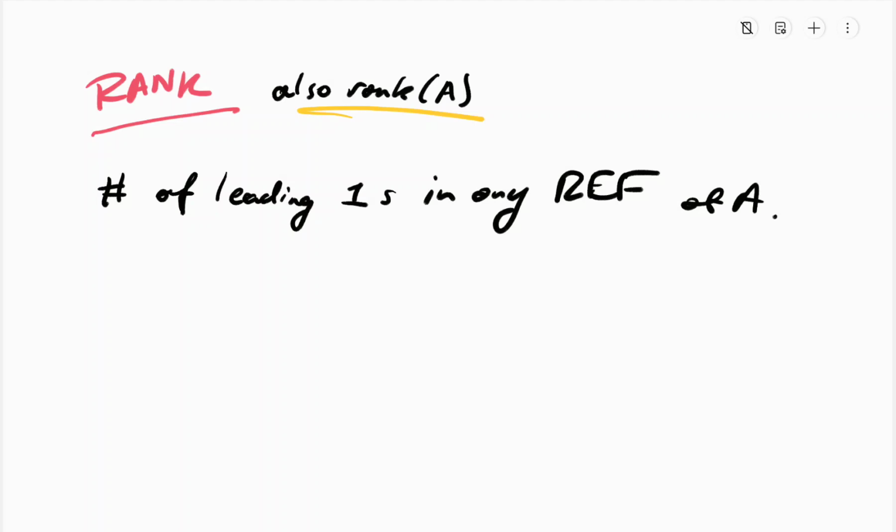Some row echelon forms will be different than others, as our performance of elementary row operations may differ from person to person, but either way you will still end up with the same number of leading ones in that matrix, so that will give us the same number as our rank.